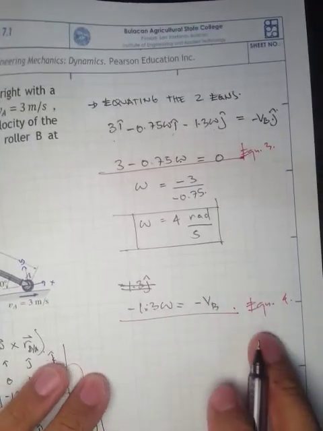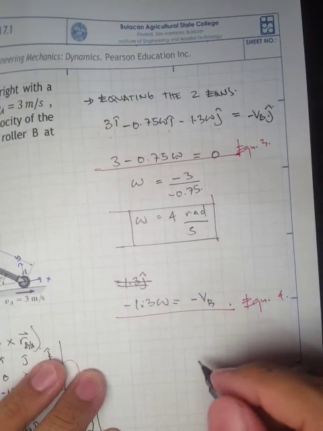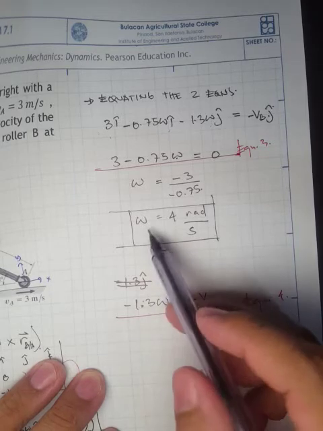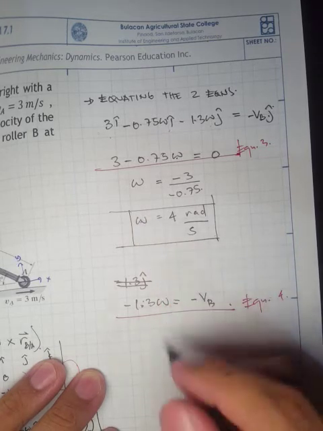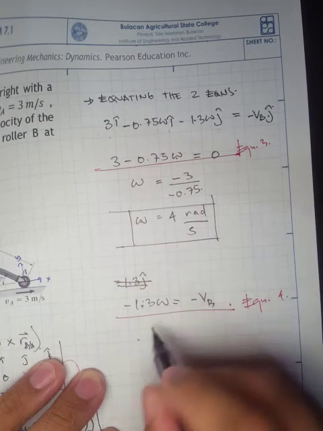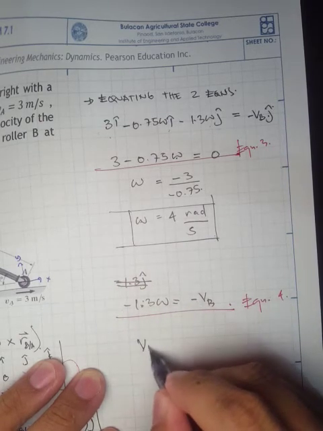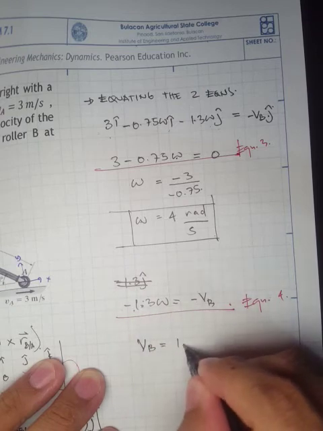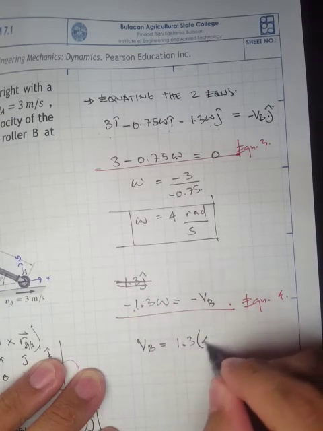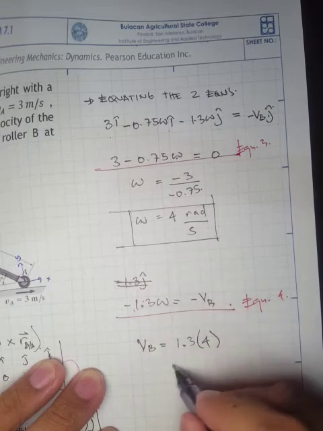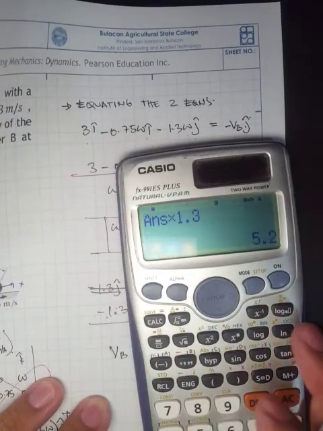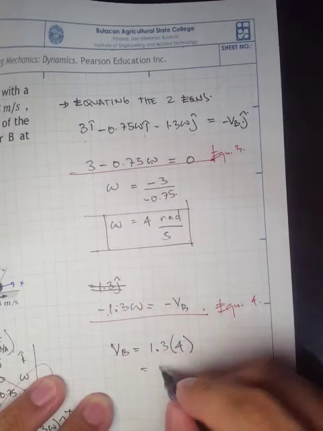And then for this equation number 4, since we now already have this angular velocity, then we can solve for vB. So since negative and negative cancels out, vB is 1.3 times ω. So times 4, then 5.2 meters per second.